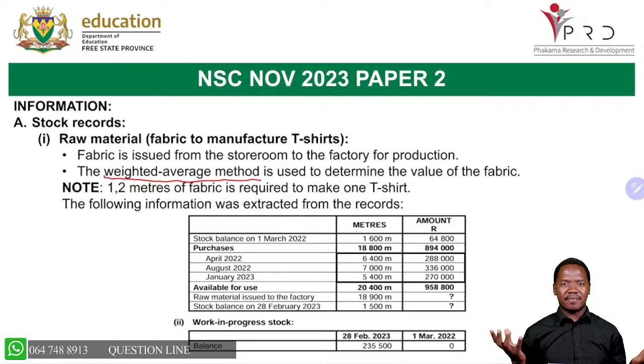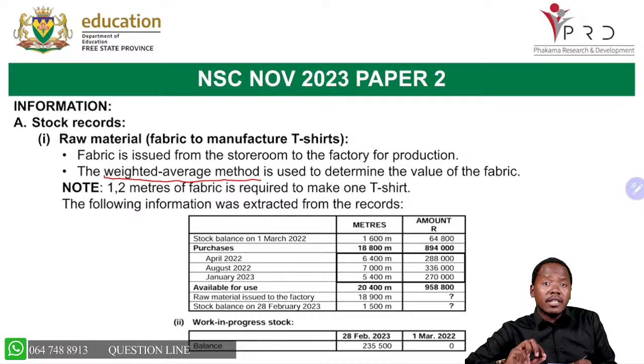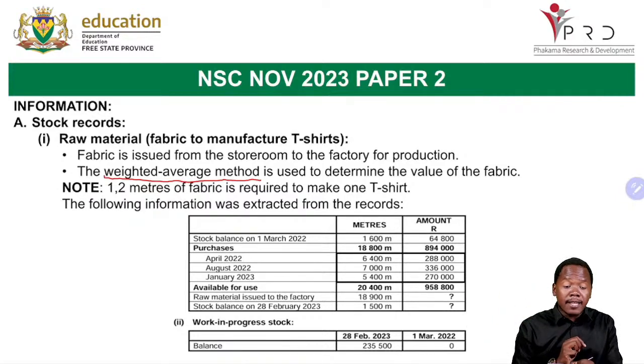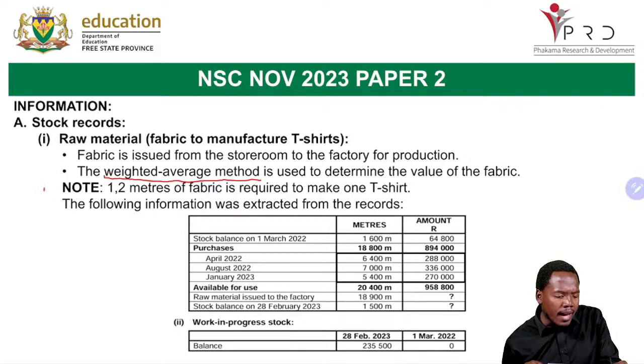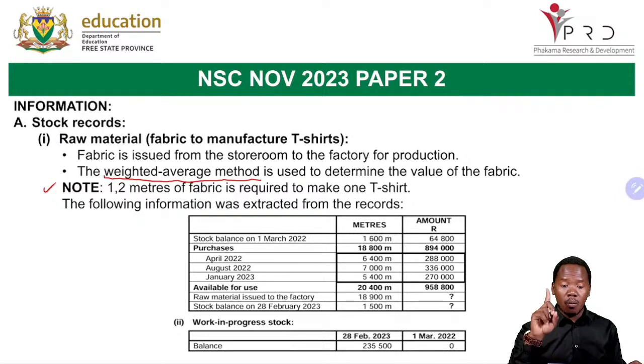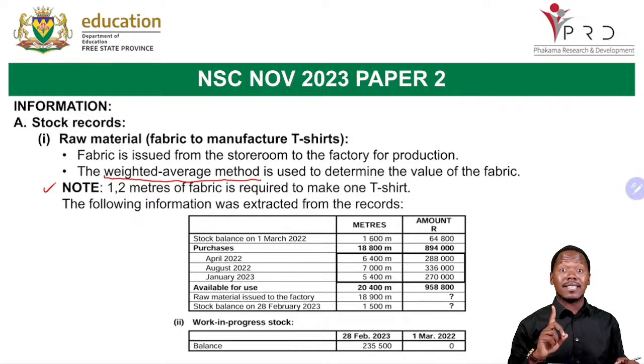What is that now? You got it correct. Some of you got it right. Weighted average method is the method where we take the total value, divide by total number to get an average price, and then we use that average price to determine the value of our stock. Okay. Now, we are given a caution here. They are saying that we need to note that 1.2 meters of fabric is required to make 1 shirt. So we have 1.2 meters that we are going to be using to manufacture 1 t-shirt.